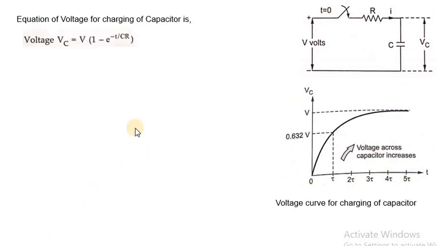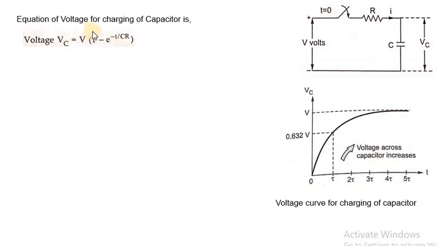Now let's see the equation of the charging voltage for the capacitor. So voltage VC is equal to what? VC is equal to V times the bracket 1 minus e raised to minus t divided by CR. So now let's see the relation between the equation and the graph. Put t equal to 0 over here. So e raised to minus 0 divided by CR. The value of e raised to minus 0 is equal to 1. So 1 minus 1 is 0. The bracket value is 0.